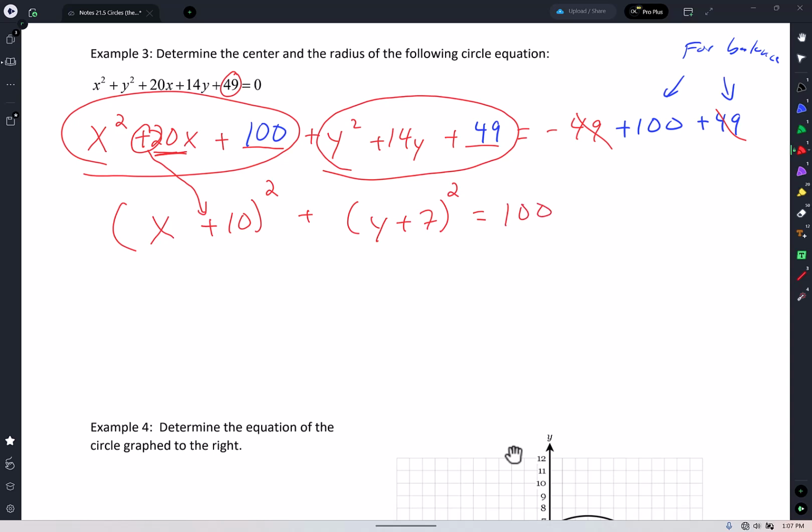Remember that 100 is your r squared. All right, what's the center? Negative 7. What is your radius? 10. There it is.